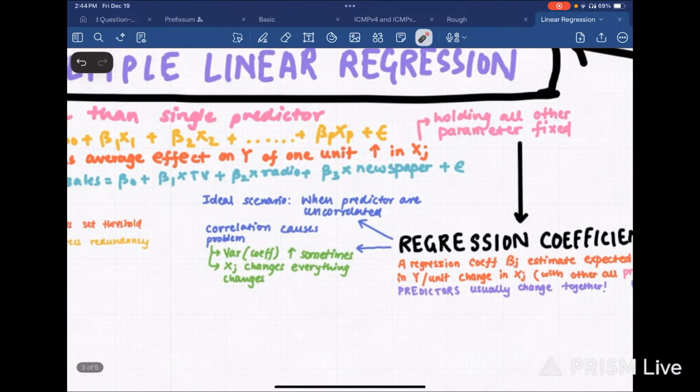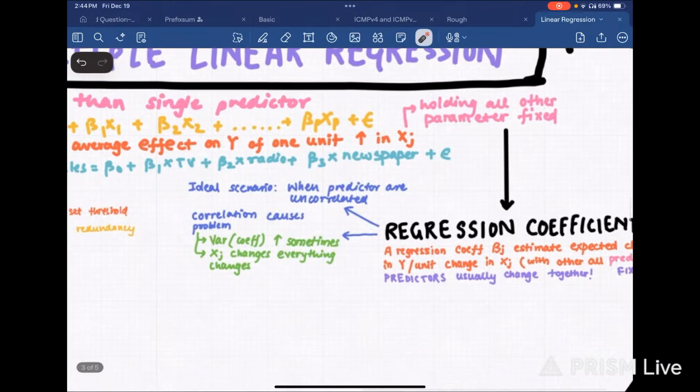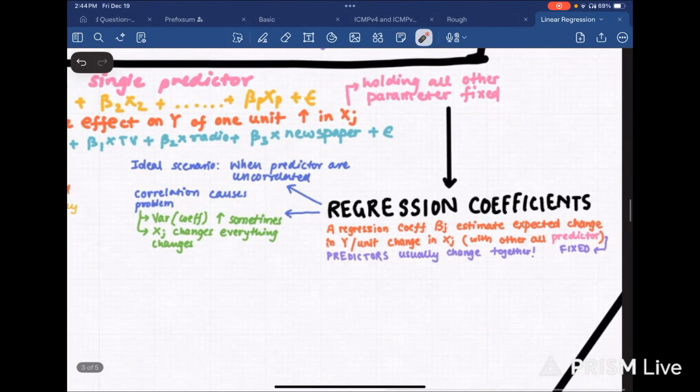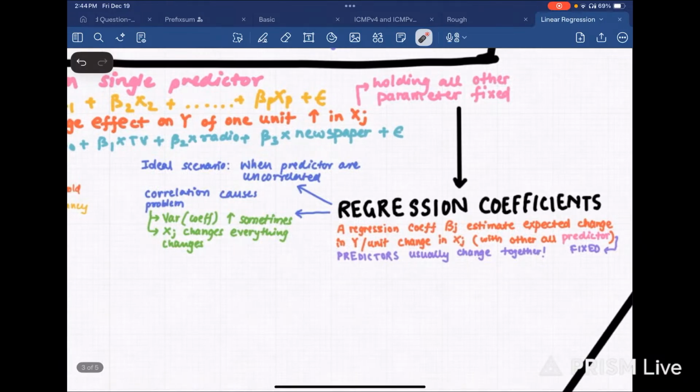Holding all other parameters fixed means that instead of calculating all of these in one go, we should fix all other parameters and focus on one parameter at first. So the regression coefficient bj estimates the expected change in y per unit change in xj with all other parameters fixed.